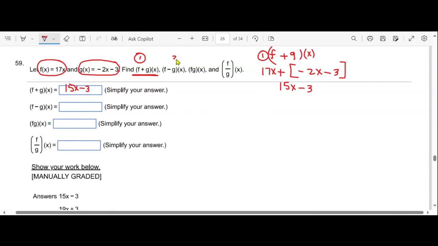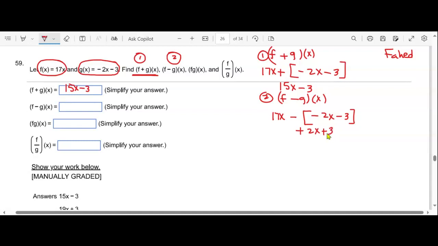Yalla, next one. Number 2. We're going to do what? F minus g of x. So we're going to subtract, right? Yes. So how much is f? 17x minus how much is g? Minus 2x minus 3. So minus times minus gives plus. So the answer is what? 19x plus 3. Can you write this here?